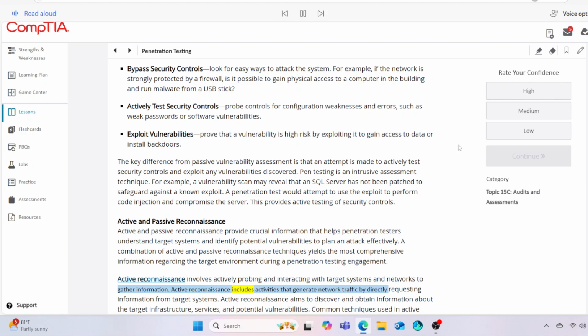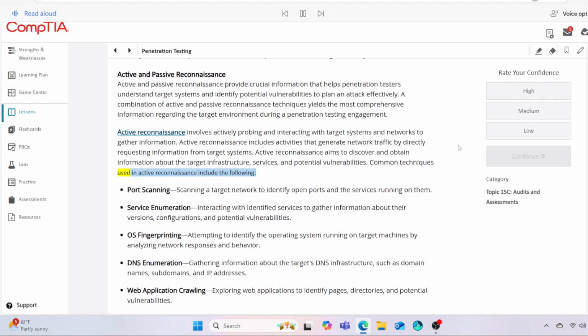Active reconnaissance includes activities that generate network traffic by directly requesting information from target systems. Active reconnaissance aims to discover and obtain information about the target infrastructure, services, and potential vulnerabilities. Common techniques used in active reconnaissance include the following: port scanning, scanning a target network to identify open ports and the services running on them.